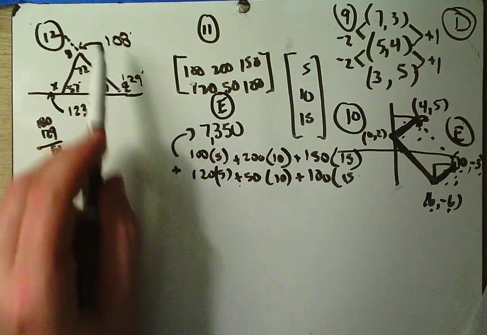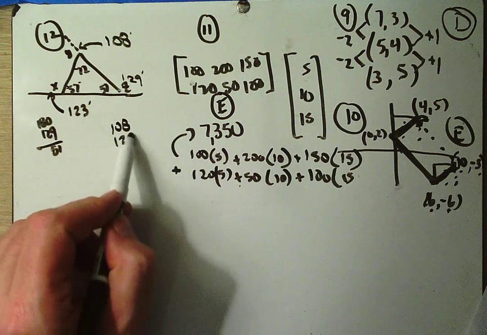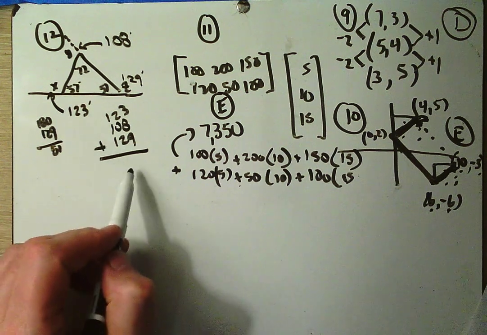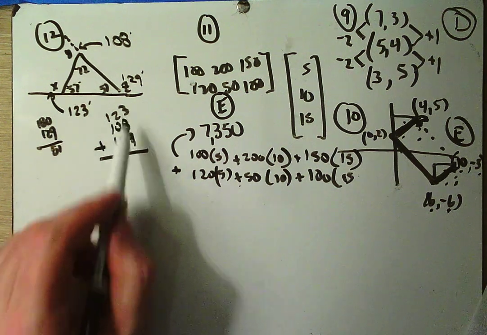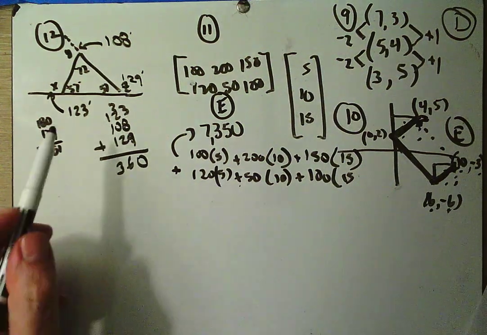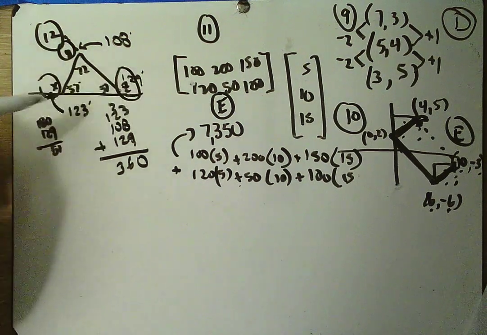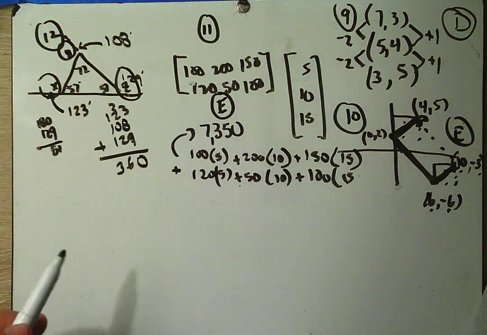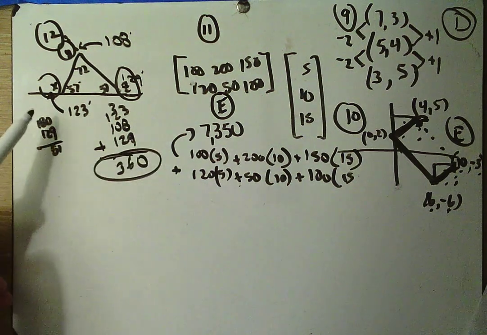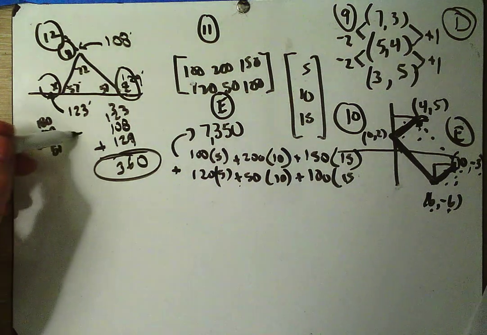So what happens when I add up all three of these? I have 108, 129, and 123, and I add them up, and I get 17, 20, carry the 2, 6, 360. That's right, because I remember learning in geometry that the sum of the exterior angles of any triangle is 360. So if we remembered that, we could do the shortcut, and if we didn't remember that, we had to go the long way. So the answer to this one, number 12, is J.